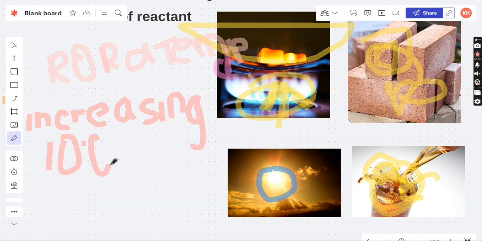There is a particular term given for this, but I'm not discussing it now. I'll discuss the factor of temperature in detail later. For now, you need to bear in mind that the rate of reaction increases 2 to 3 times.